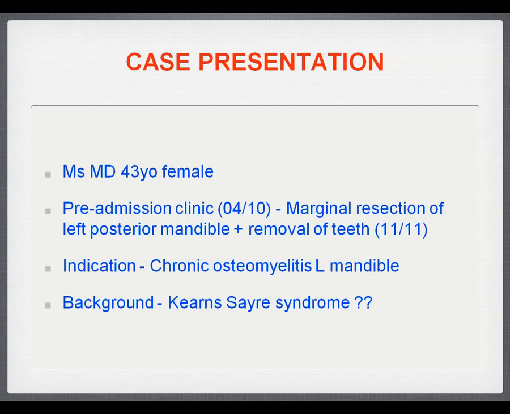So it was a Tuesday afternoon in pre-admission clinic, and I'd sort of seen all the patients. I thought, just one to go. Picked up this chart, and they said, she's in the room. And straight away I thought, that's not a good sign that they're waiting in the room. I had a quick look through the chart, and the history was a 43-year-old lady. She was booked for a marginal resection of her left mandible and removal of a couple of teeth on that side. The indication for the surgery was written as chronic osteomyelitis in that left mandible.